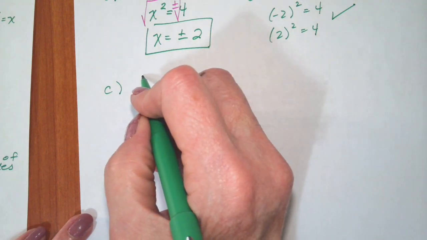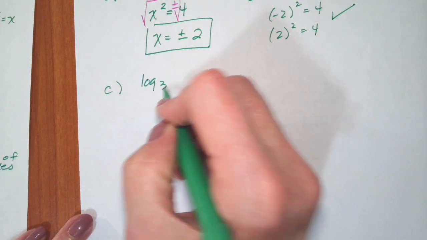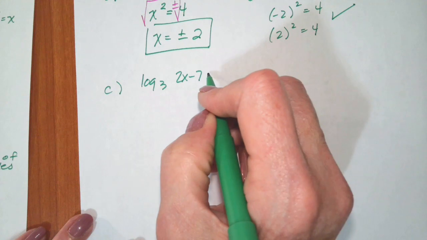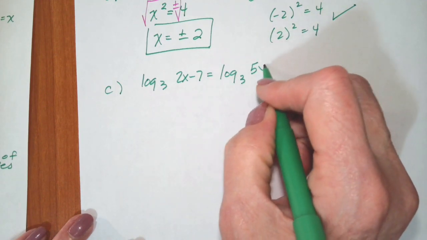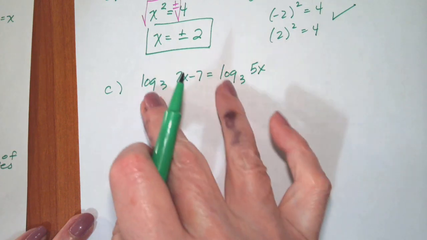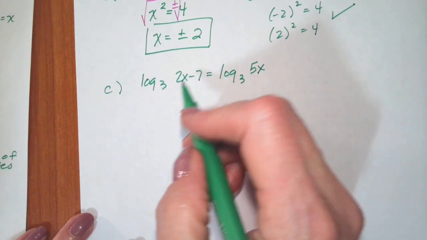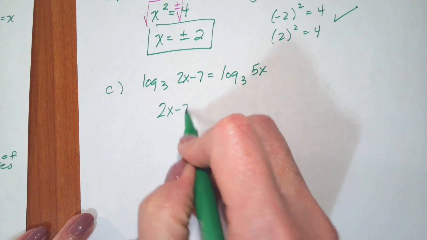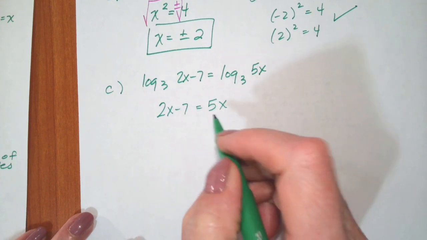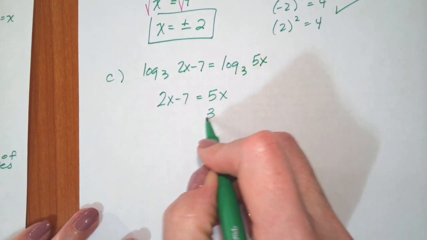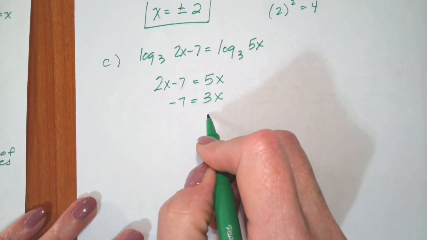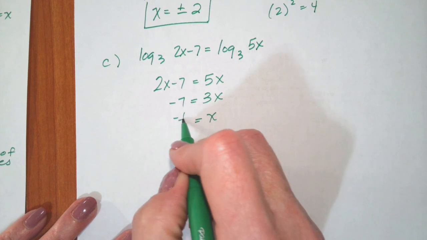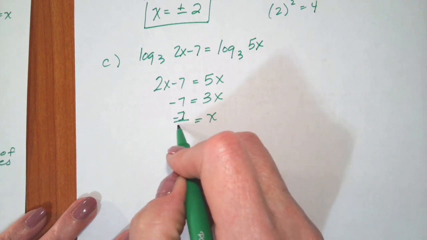Okay, so if I have log base 3 of 2x minus 7 is equal to the log base 3 of 5x. Bases are the same, so the arguments have to be equal. So 2x minus 7 is equal to 5x. That tells me that 3x is equal to negative 7. So x is equal to negative 7 thirds.